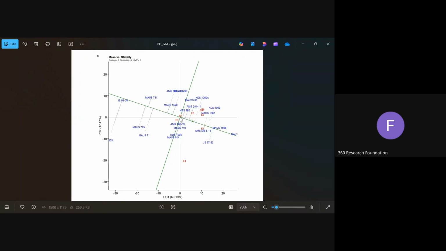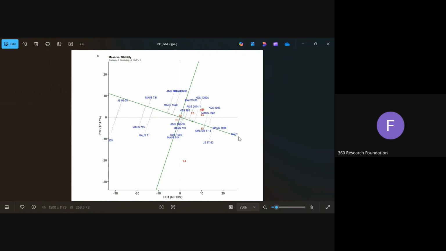Look at this side only, madam. Don't see the left side, right side only. The left side genotypes we will interpret separately. So this axis is going towards the right side. Just see this right side axis from the origin and tell me how many genotypes are there on that axis.